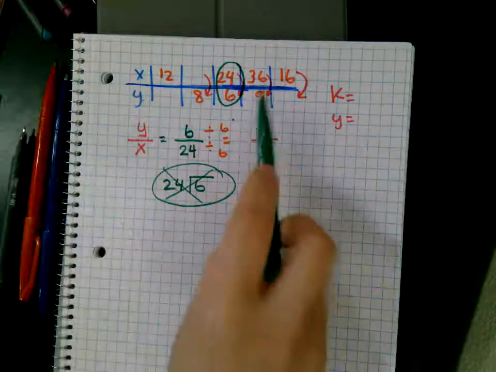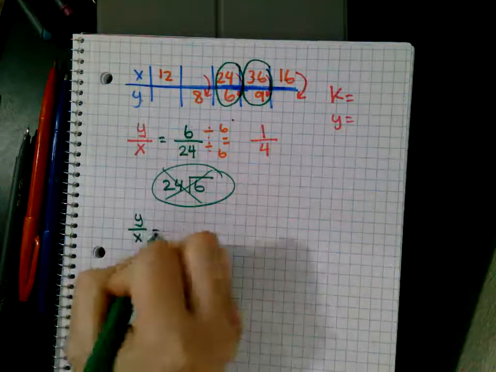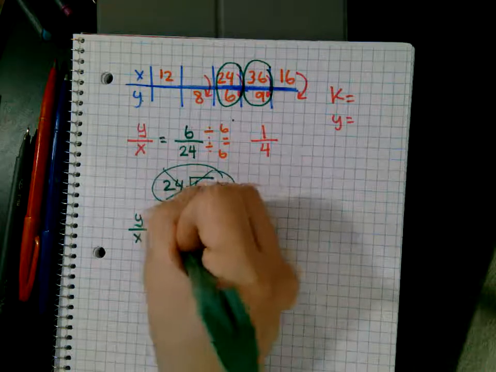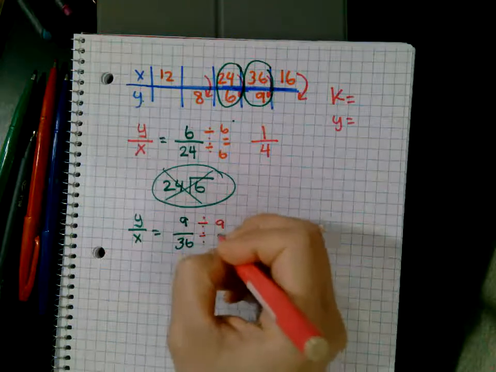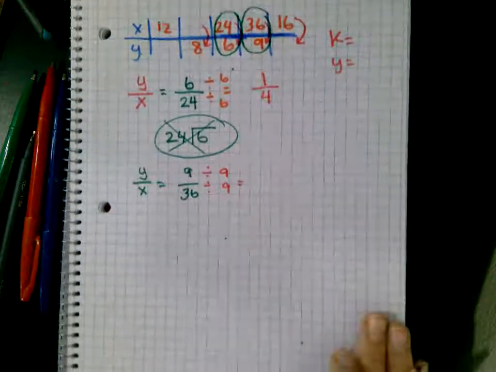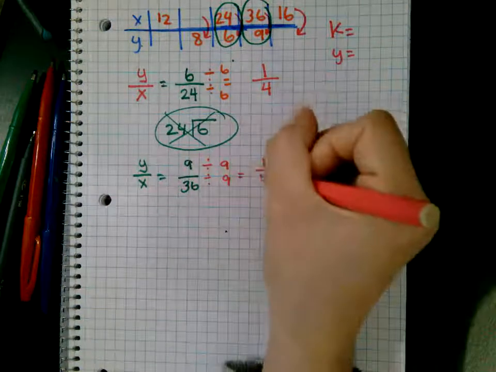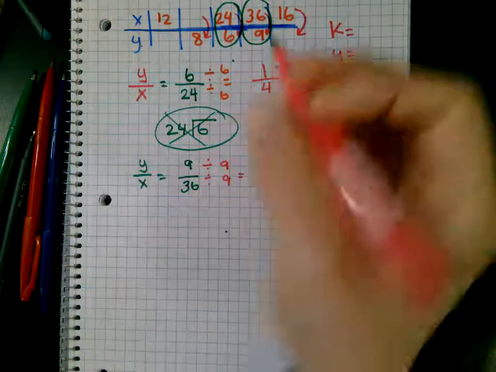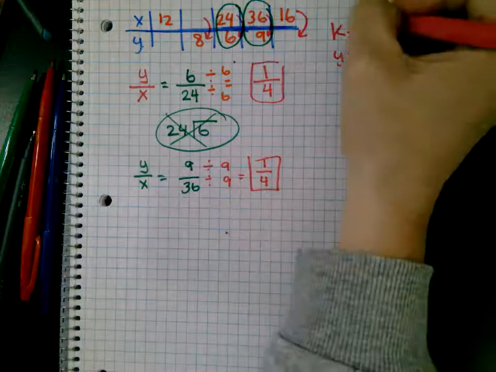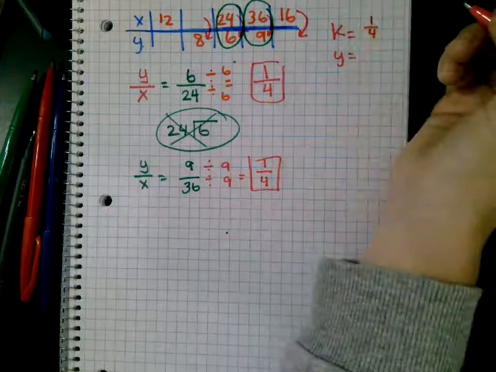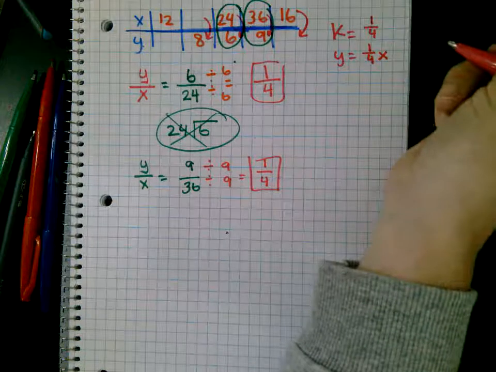I'm not really sure. I'm going to use my second pair here. Again, Y over X. So it would be 9 over 36. I'm going to simplify by dividing by 9. 9 divided by 9 is 1. 36 divided by 9 is 4. Wait a minute. I again get this magical number of 1/4. Well, guess why? Because that is your constant of proportionality, 1/4. Your equation is y equals 1/4 x.